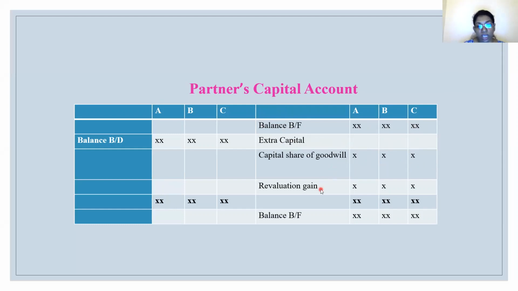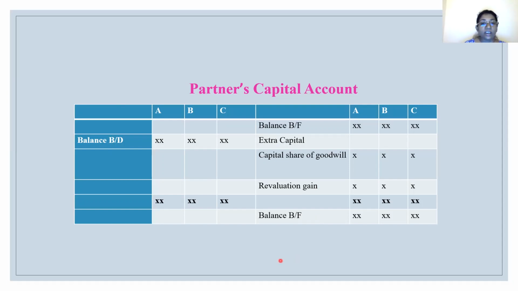Then the revaluation gain. The partners have the ownership of the capital reserves. So this revaluation reserve is a capital nature reserve, and the revaluation gain belongs to the partners. So we are going to debit the assets on revaluation and credit the partner's capital account based on the revaluation gain. Finally, the balance is carried down from the debit side of the capital account and brought forward to the credit side at the end of the period.